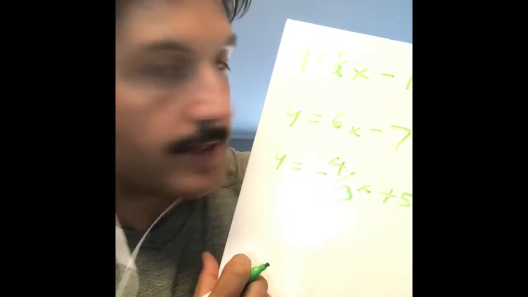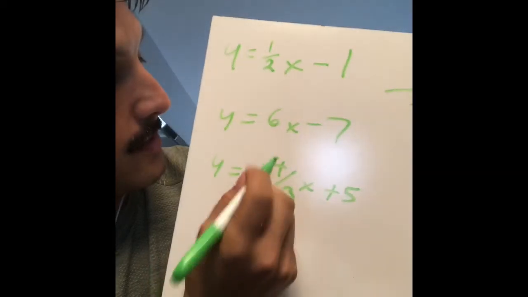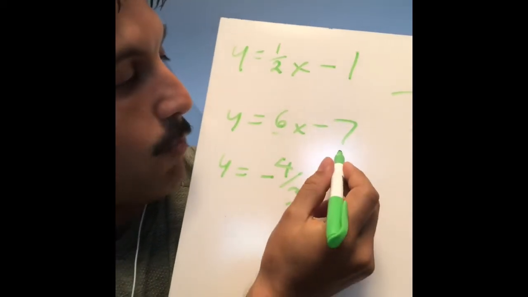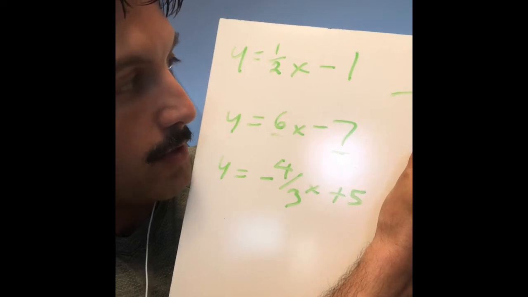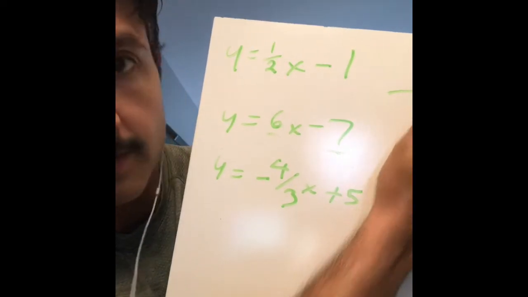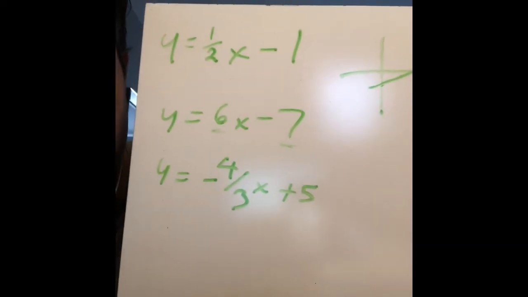Second one has a slope of 6 and a y-intercept of -7. So it's starting way down at -7, but it's going up 6 over 1. So there's a slight difference.